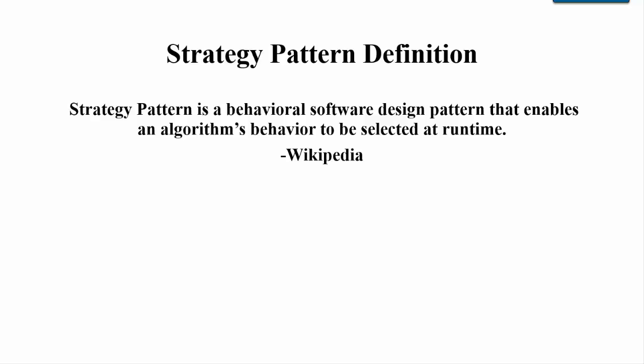Finally, let's look at the strategy pattern definition from Wikipedia. Strategy pattern is a behavioral software design pattern that enables an algorithm's behavior to be selected at runtime. That is, the way an algorithm is implemented is selected at runtime, and we saw a couple of examples of that. So that brings us to the end of this video.